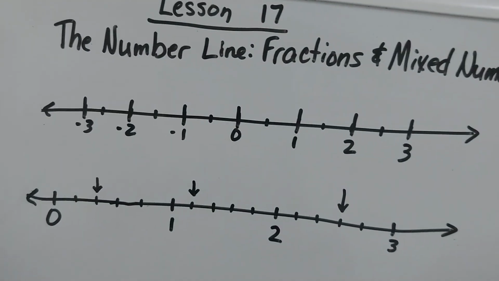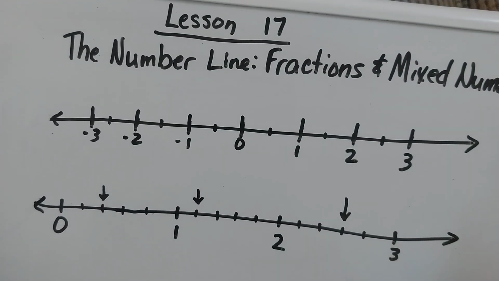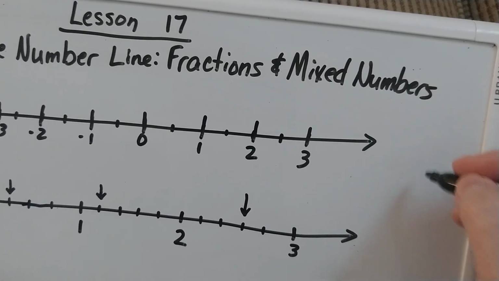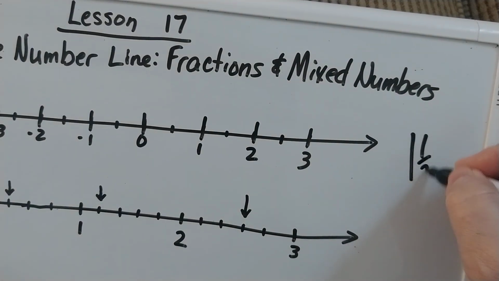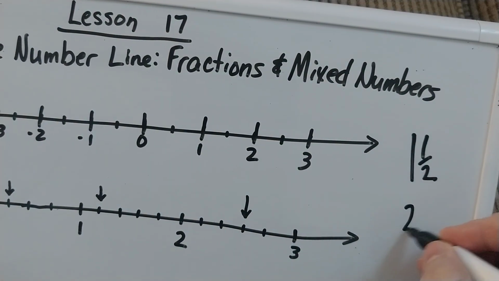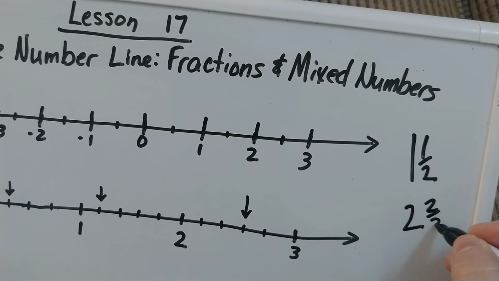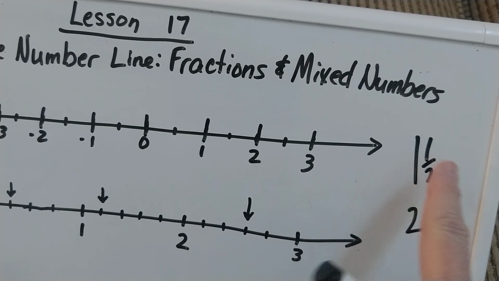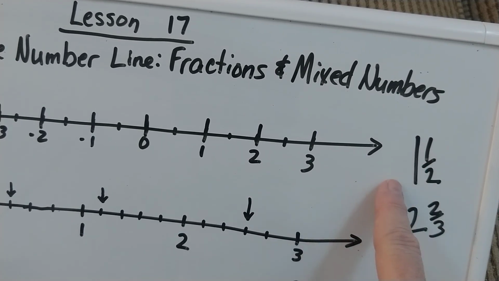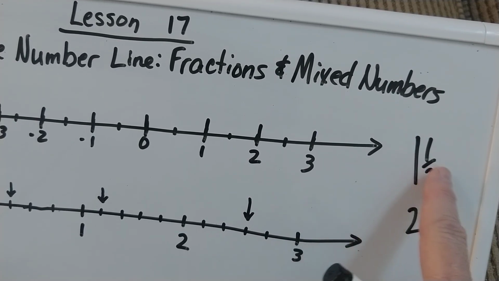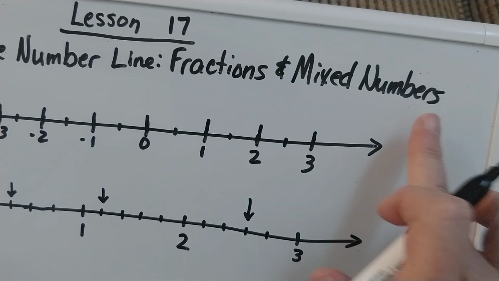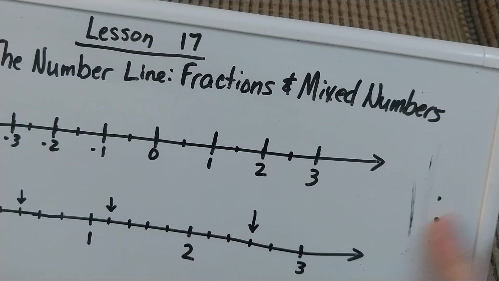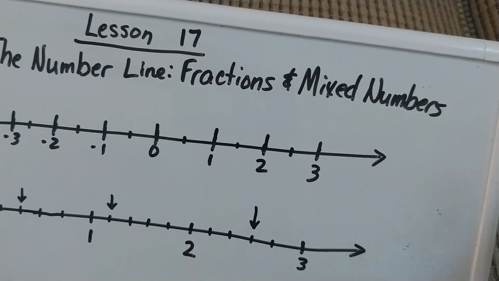So what is a mixed number? A mixed number is a number such as 1.5 or 2 2/3, which is a whole number and a fraction. So that's what a mixed number is, a whole number and a fraction. So how do you represent these on a number line?